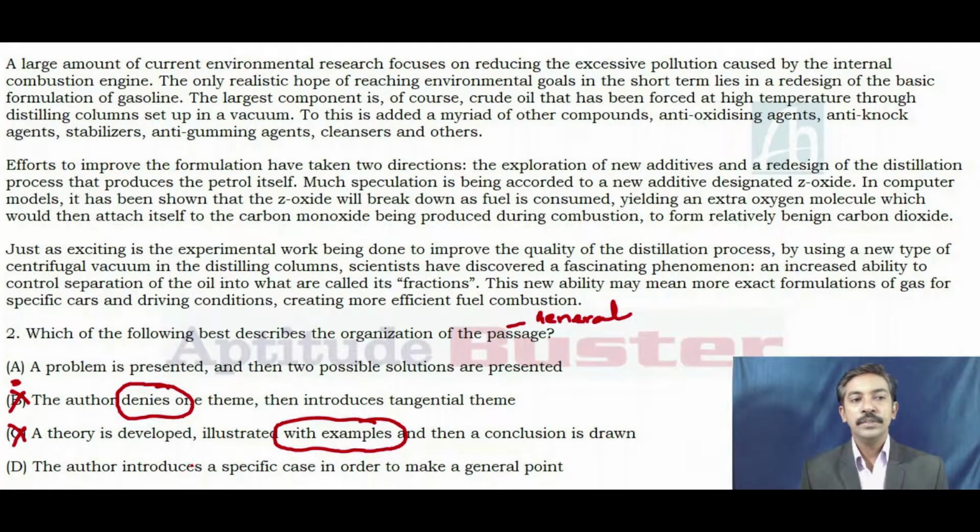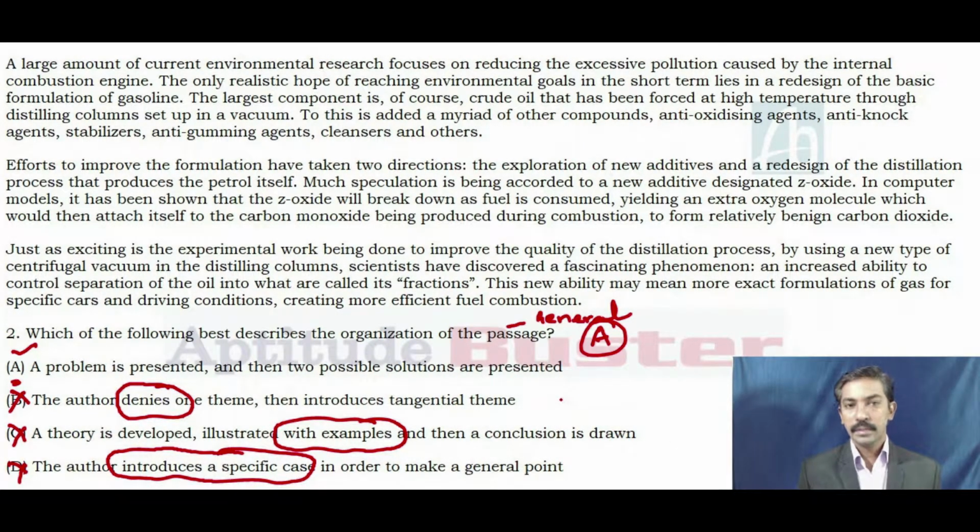Option D. The author introduces a specific case in order to make a general point. Just now for the previous option, we made it very clear that there isn't any examples being presented. When there isn't any examples being presented, of course, it also means there isn't any case study being done. So D can also be eliminated and the right choice is option A.